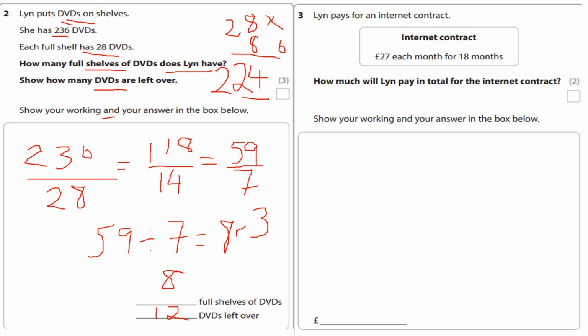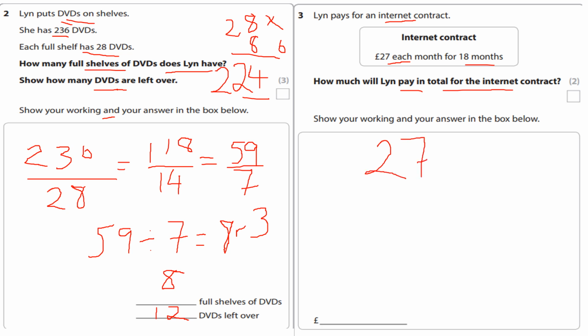This is question number 3. Lynn pays for an internet contract. The internet contract is £27 each month for 18 months. How much will Lynn pay in total for the internet contract? So you're working and you're answering in the box below. So I'm going to do 27 times 18.